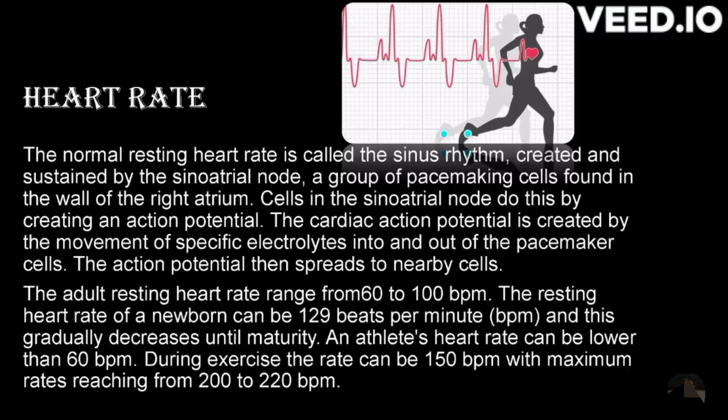The adult resting heart rate ranges from 60 to 100 bpm. Here bpm means beats per minute. The resting heart rate of a newborn can be 129 beats per minute, and this gradually decreases until maturity. An athlete's heart rate can be lower than 60 bpm. During exercise, the rate can be 150 bpm, with maximum rates reaching from 200 to 220 bpm.